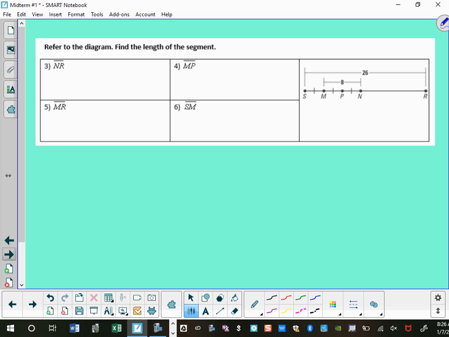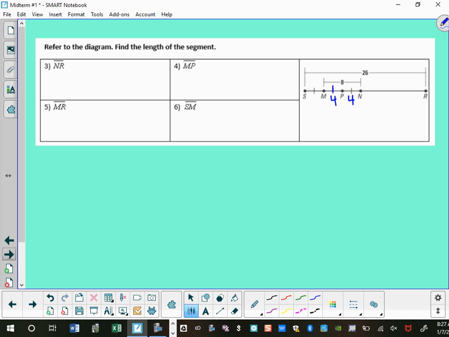All right, number 3 refers to the diagram. Well, first, let's fill out what we know in the diagram. What can I fill out here? Let's fill out the picture first. Do I know what SM is going to be? No. Okay, so what's MP and what's PN? They're both 4. So MP is 4, and PN is 4.